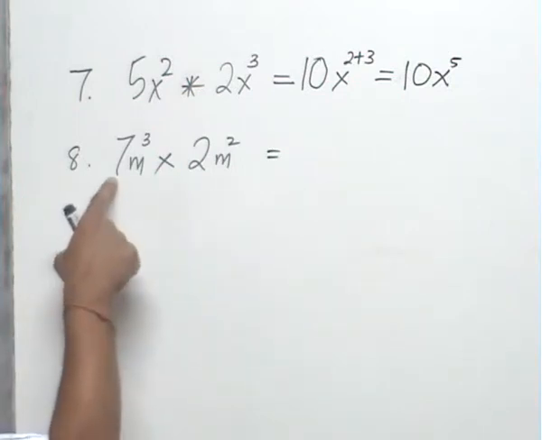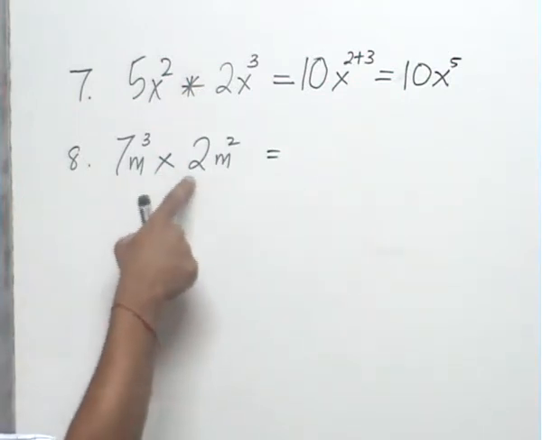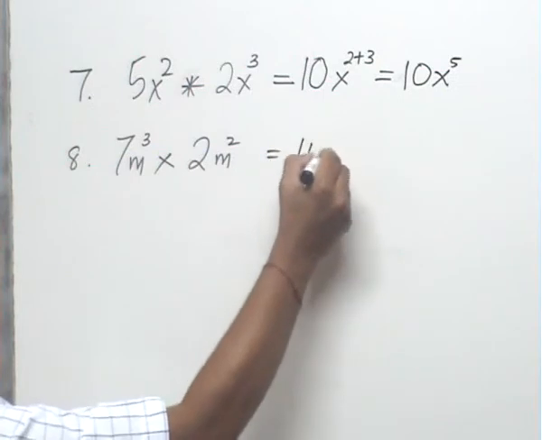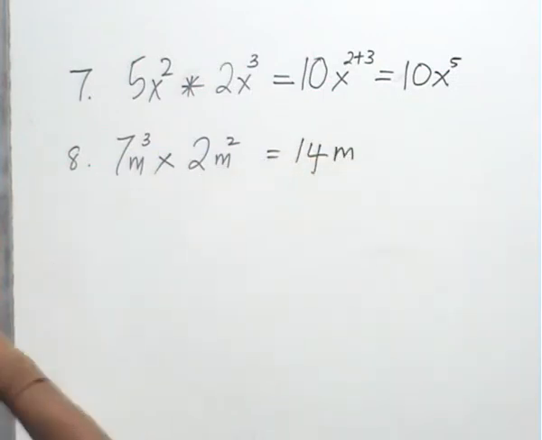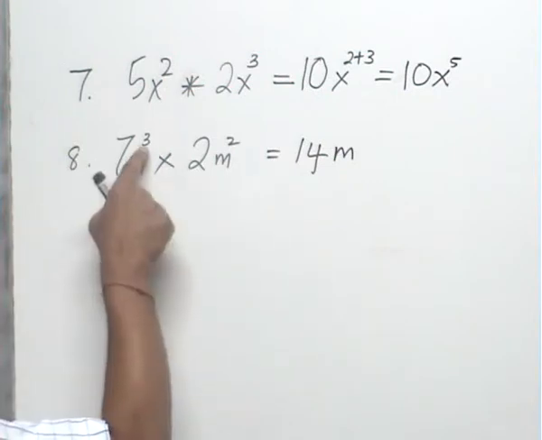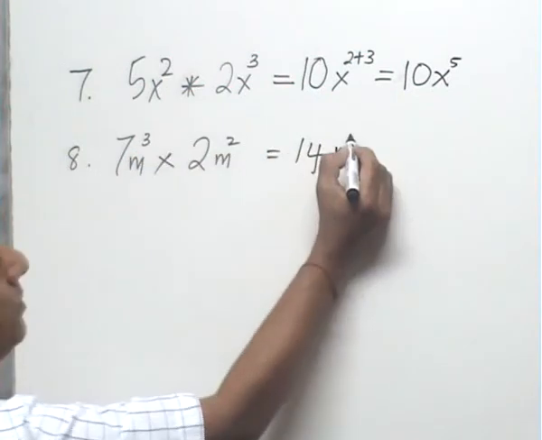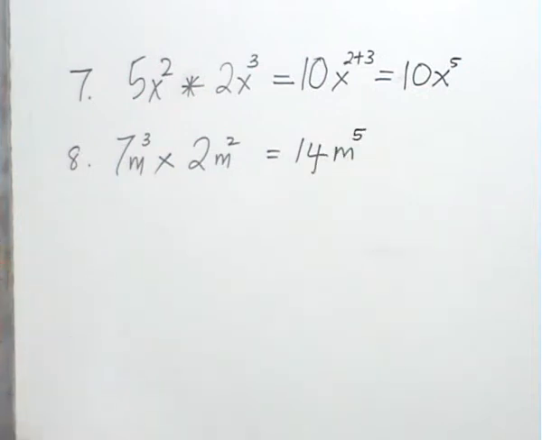So, the number times the number, 7 times 2, 14. Then write down the common base once, and then add the indices 3 plus 2, and now I can write it down 5 one time.